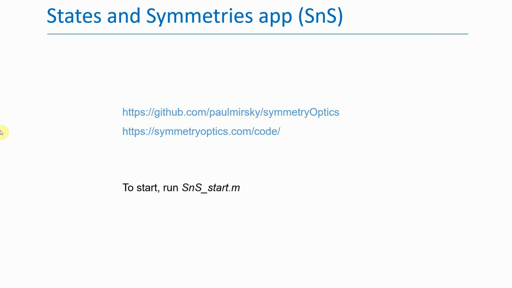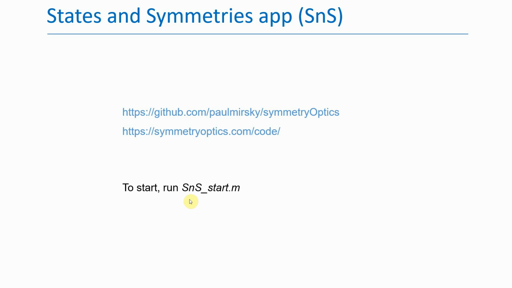The companion code also includes a simple app called States and Symmetries, or SNS for short. You can download it from GitHub at this link, or find the link at symmetryoptics.com/code. It's a very useful tool, and we'll use it throughout the rest of this lecture and the next. Let's see how it works.